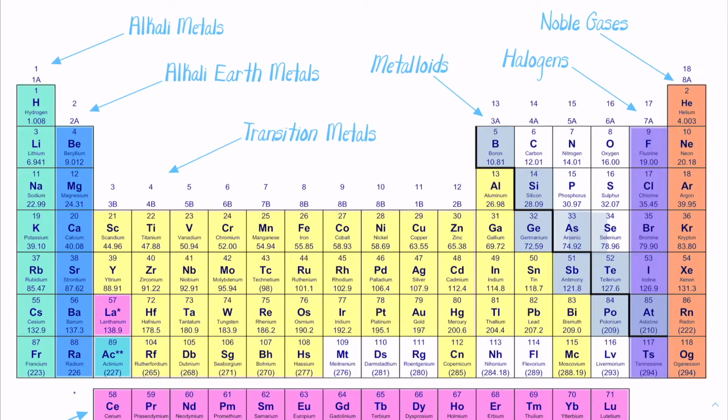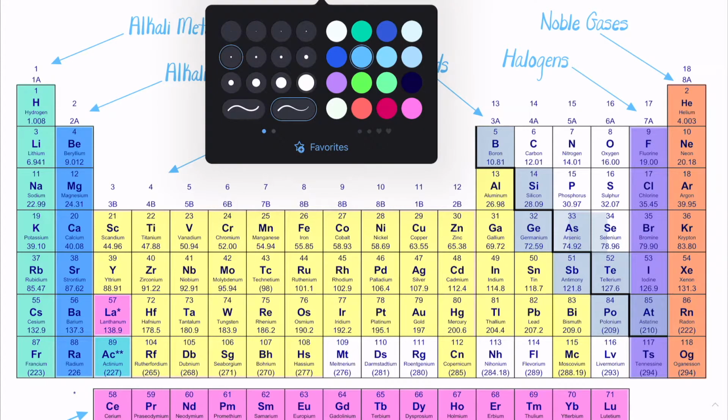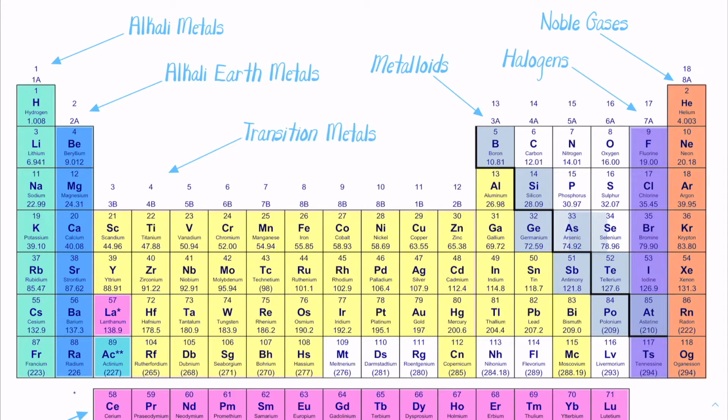And the groups, or the columns, contain elements that have the same electronic configuration in their valence shell, which is their outermost shell. And this is hence why elements of the same group contain similar chemical properties, such as the halogens, or any other group for that matter. So let's briefly run through this before we hop into the trends.